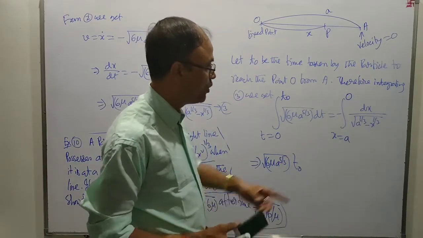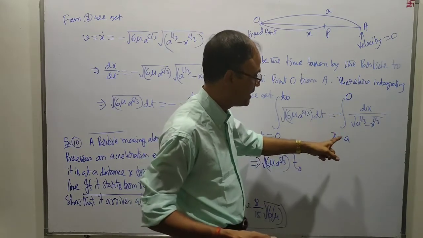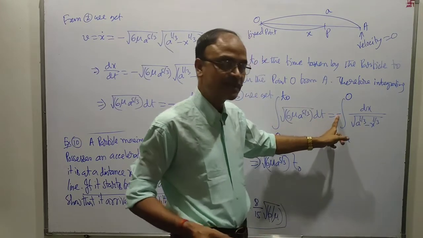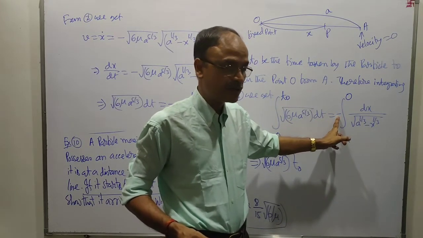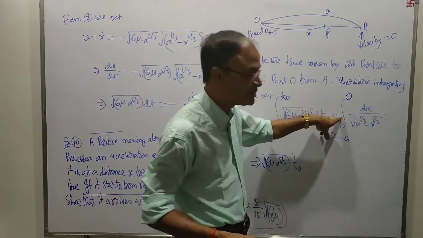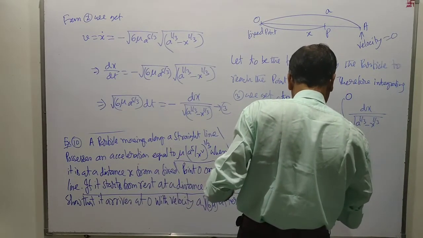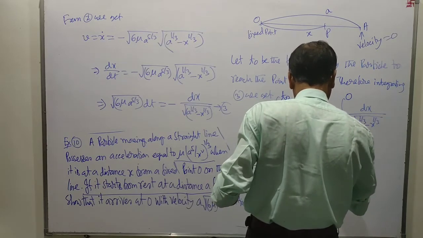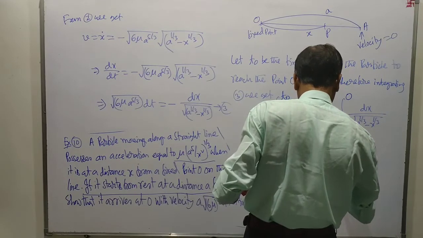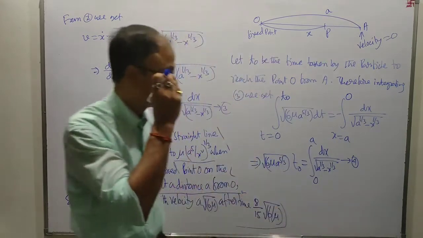Also, in case of a definite integral, if the limit is changed, then a negative sign should be multiplied. Already a negative sign is there. Therefore, it will be a positive sign. Therefore, this is equal to positive integral from 0 to a of dx by root over a to the power 1 by 3 minus x to the power 1 by 3. Suppose this is number 4.